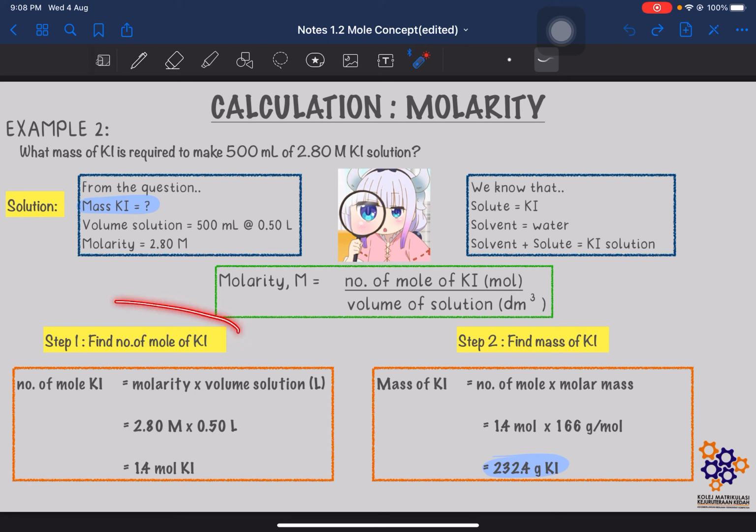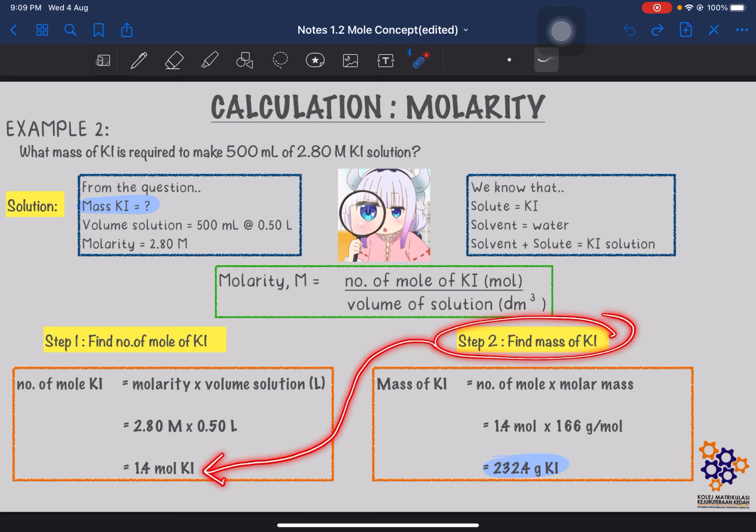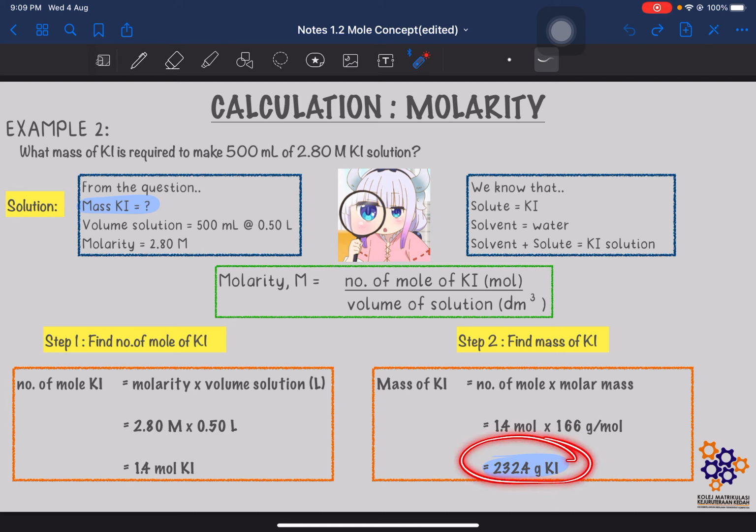So the first step here, we need to find the number of mole. The number of mole of potassium iodide is equal to molarity times the volume of solution in liter. So you will get 2.8 times 0.5 liter, you will get 1.4 mole of potassium iodide. Next, step 2, we can then find the mass of potassium iodide from the mole that we have found just now. Mass of potassium iodide is equal to number of mole times molar mass. So 1.4 mole times 166 gram per mole, you will get the mass of potassium iodide is 232.4 gram.